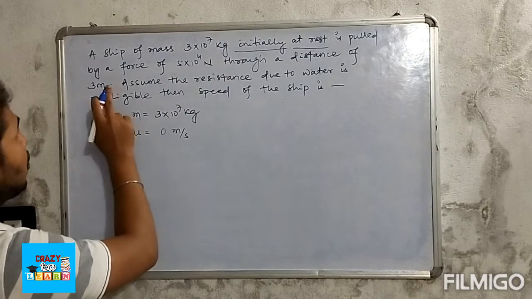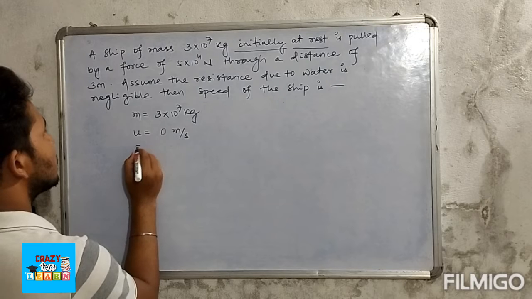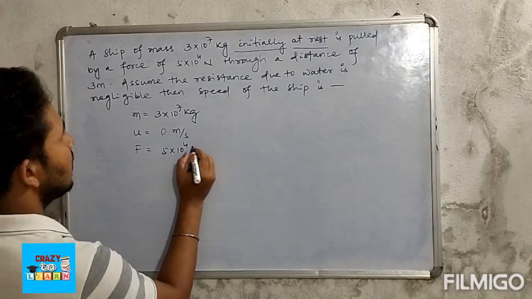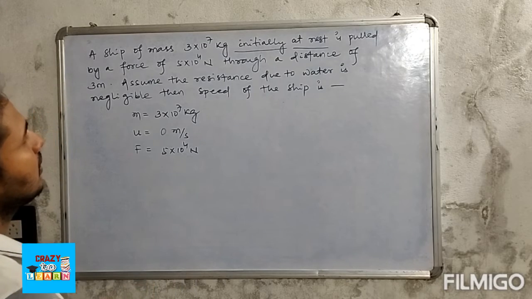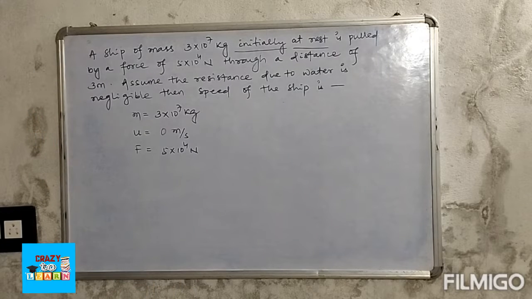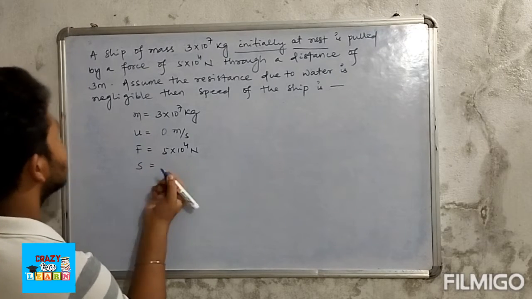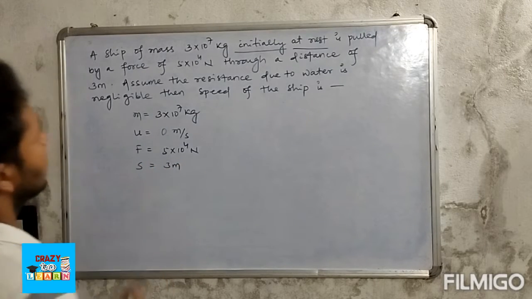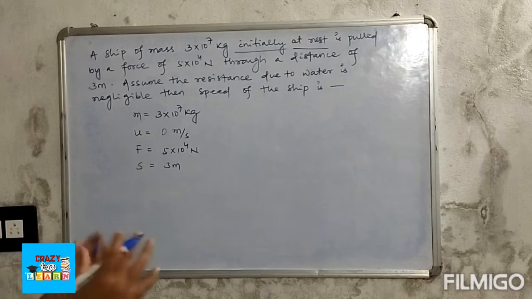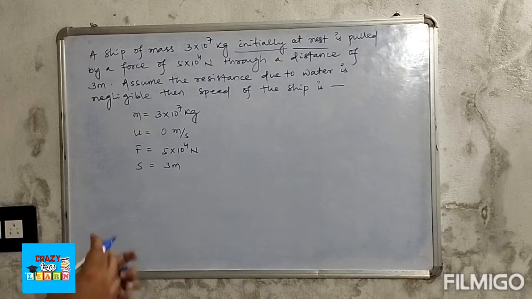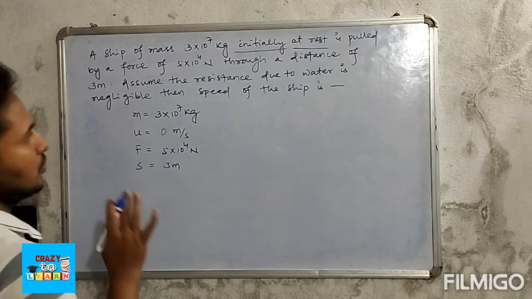Initially at rest is pulled by a force. What is the force? Force is 5 into 10 to the power 4 Newton through a distance of 3 meter. That means the distance of the displacement s is 3 meter. Assume the resistance due to the water, the resistance of water, you should have to neglect it to solve this problem. It is asked to you.